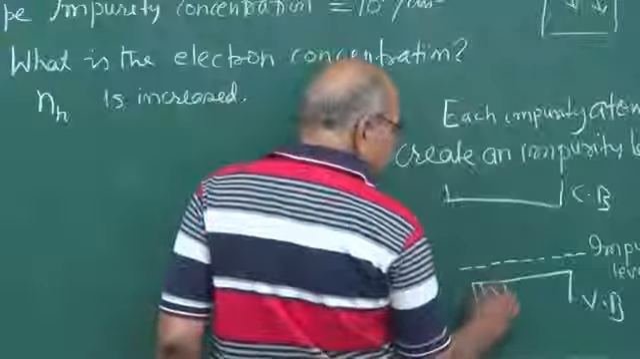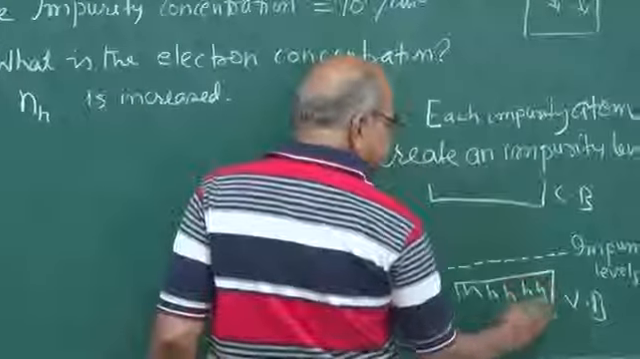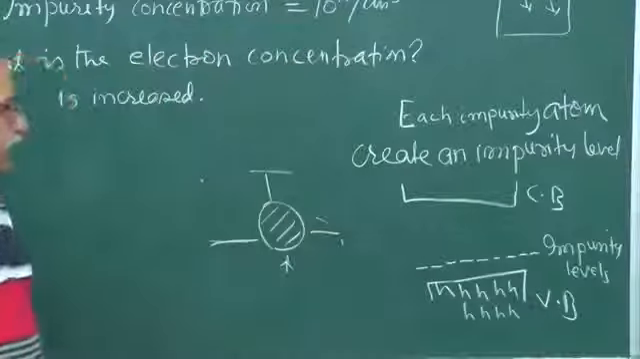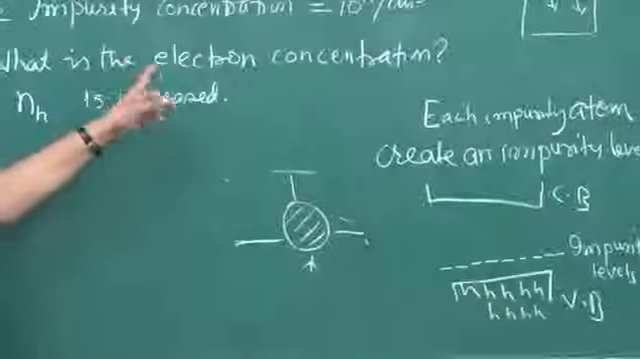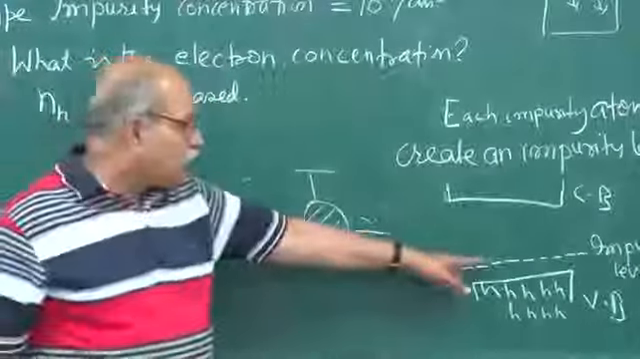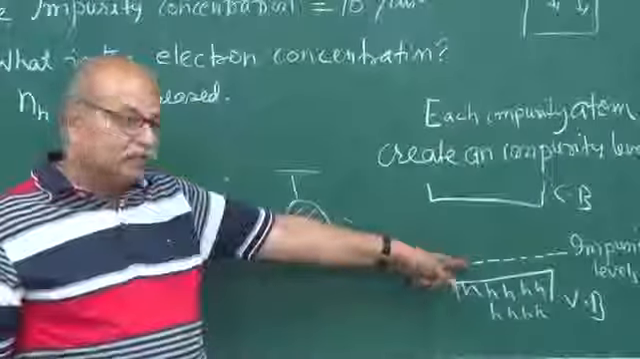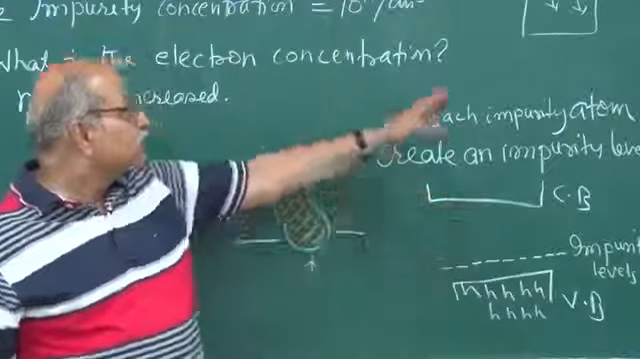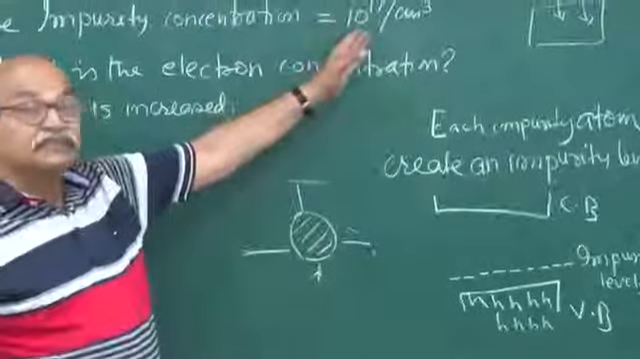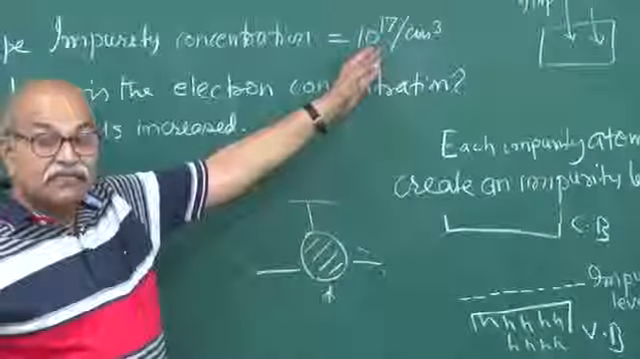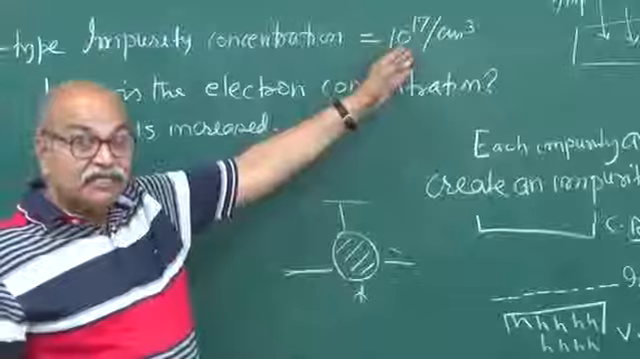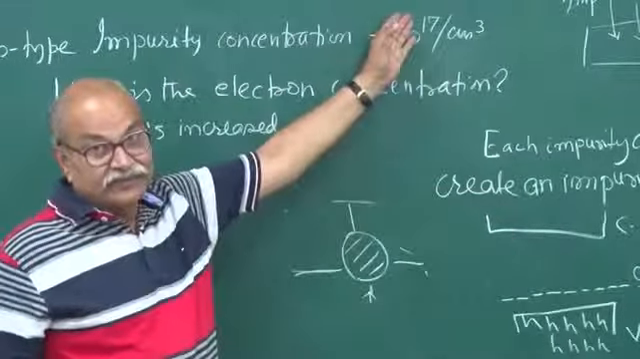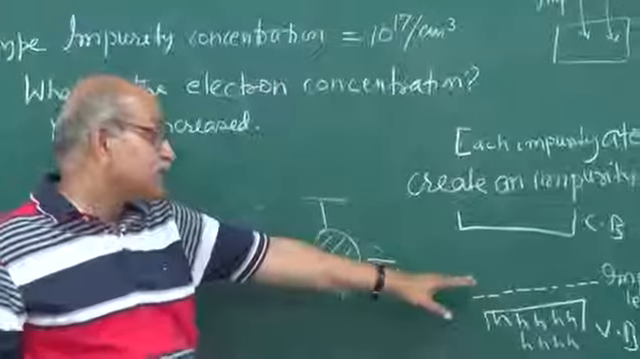So you have a large number of holes here. And since each impurity atom is creating one such level here, the number of levels, or number of quantum states here, is the same as the number of these dopants per centimeter cube. And remember, when I say quantum state, spin up and spin down, so it will be double of this. Those many quantum states will be created here.